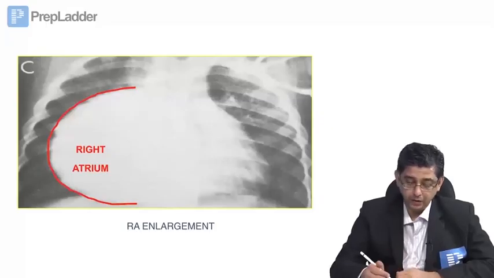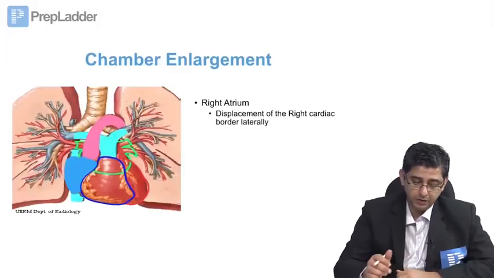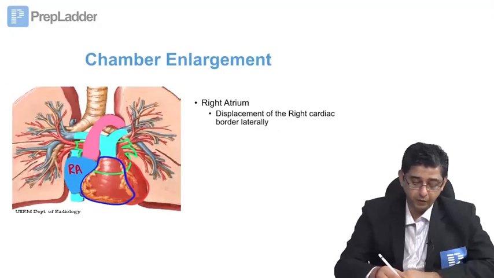Right atrial enlargement. The image here shows only a right atrial enlargement. If you look at the previous animation, you can see that this is the right atria of the patient. So when the right atria becomes relatively bigger, it will push the right heart border itself. That is represented in this particular image.